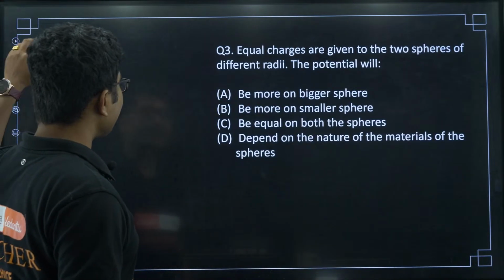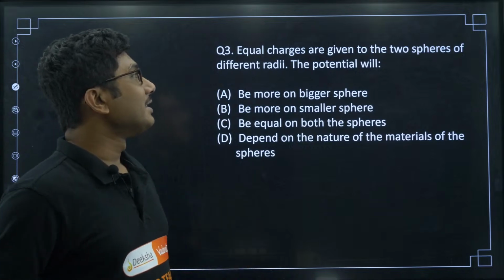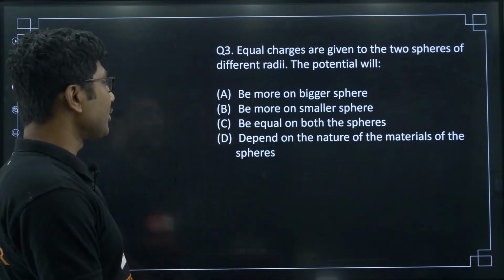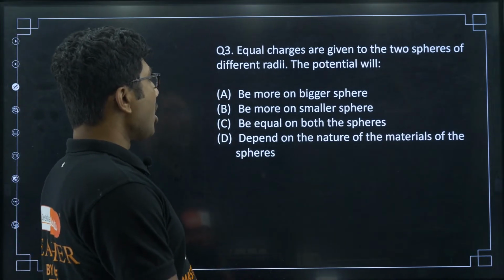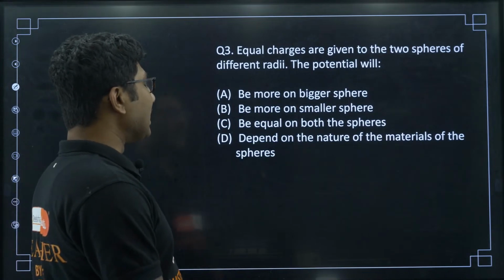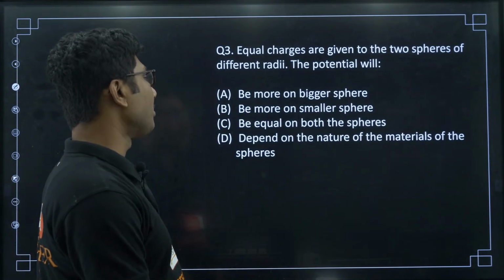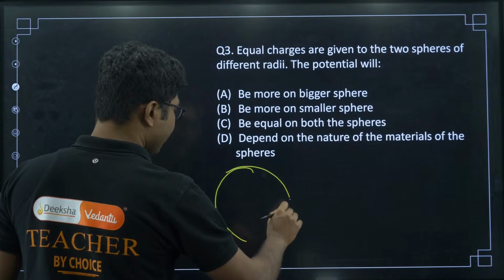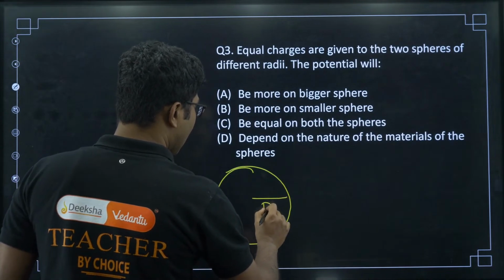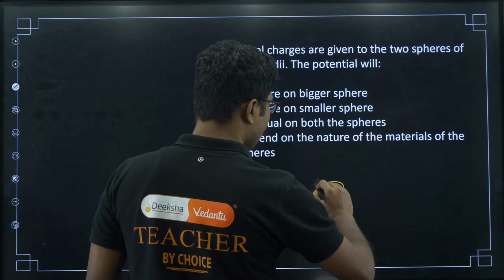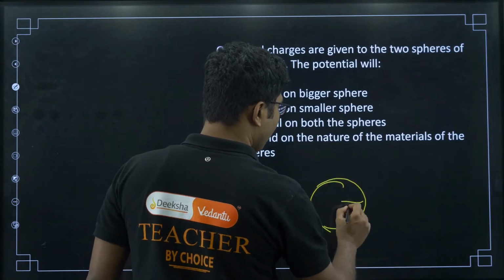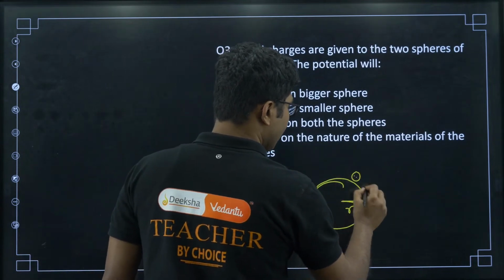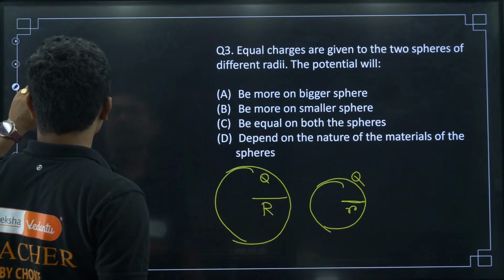Now, next question. Equal charges are given to two spheres of different radii. The potential will be more in the bigger sphere, be more on the smaller sphere, be equal on both spheres, or depend on the nature of the material of the spheres. Okay. So, here we have two spheres. Suppose one is a bigger sphere of radius capital R, another one is a slightly smaller sphere of radius small r, and both of them are given the same charge capital Q. Okay. Both the spheres are given the same charge.